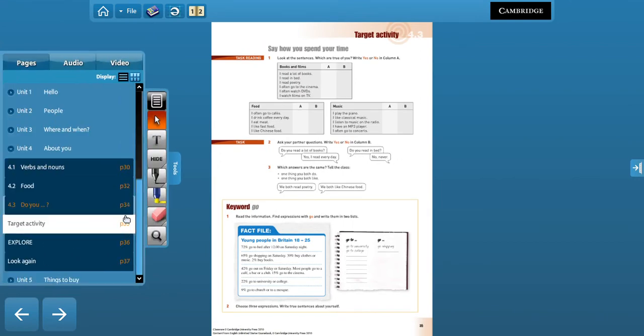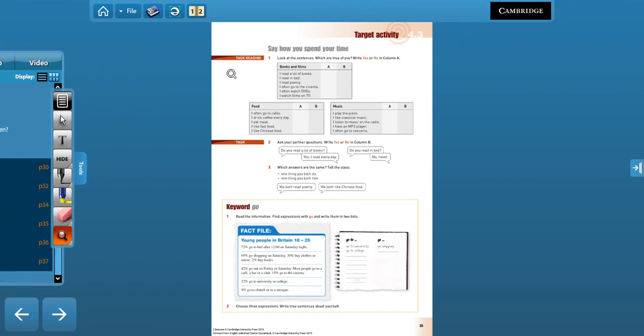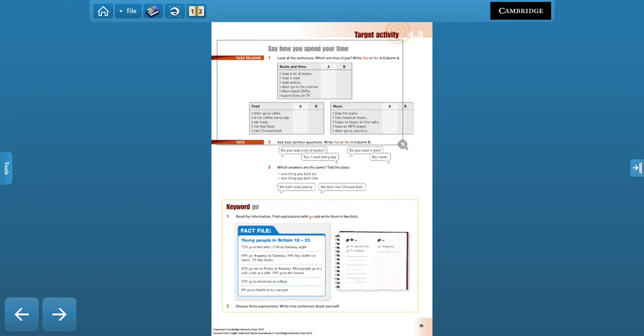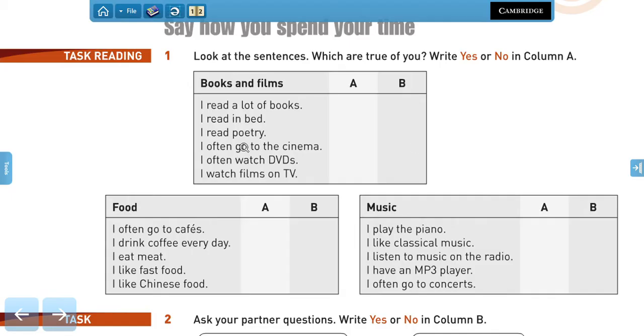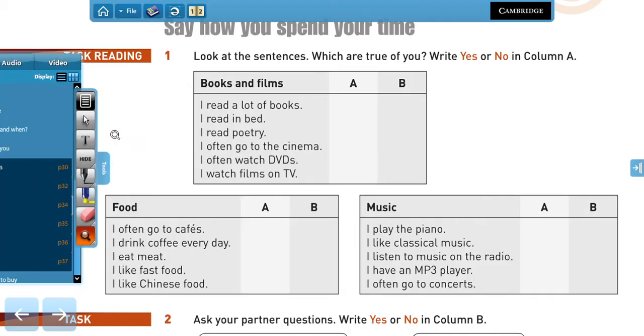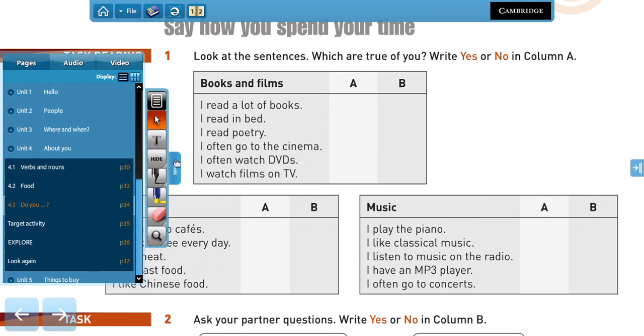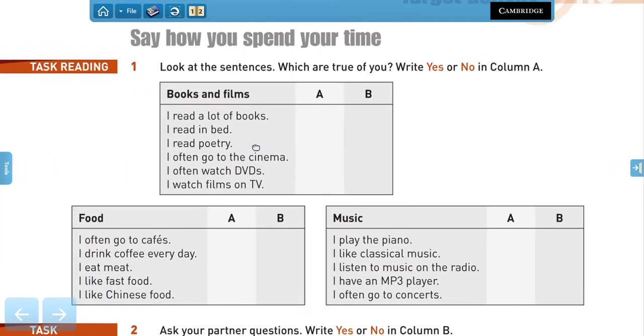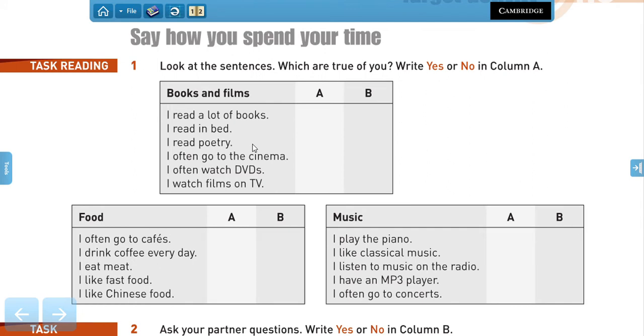Now let's see. In this task, we're going to practice how to say how you spend your time. So look at the sentences. Try to write yes or no in the column A if these sentences are true for you or not.